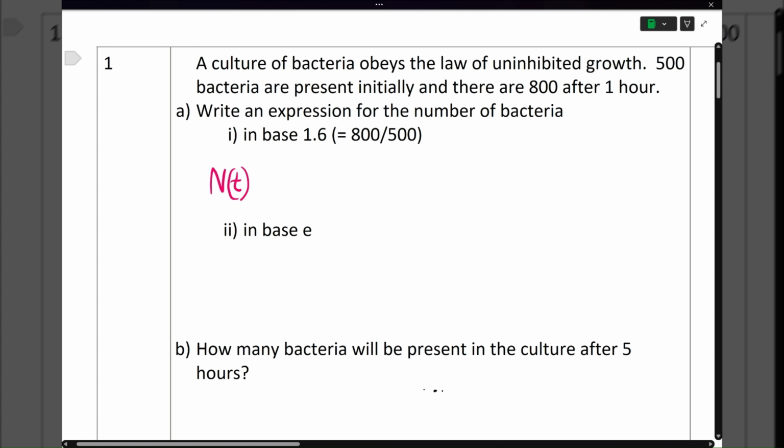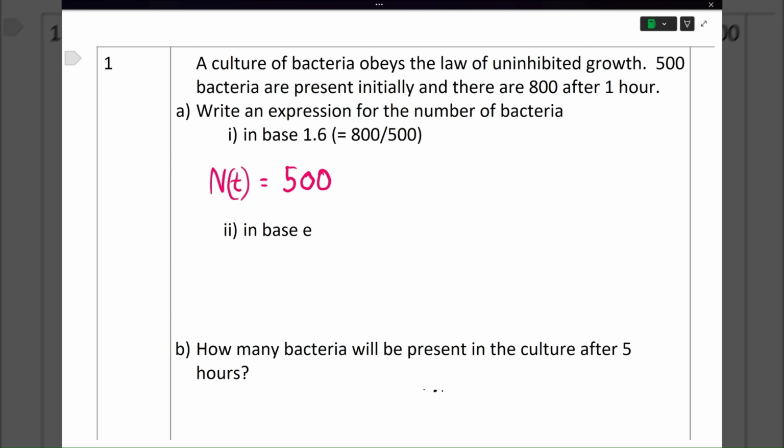So if I write the number as a function of time is equal to the initial number, so that's 500, and then I need to multiply that by 1.6 when the time is equal to 1 hour. So I'm just going to put the power of t up here. For this equation to work, we should probably note that this is t in hours.